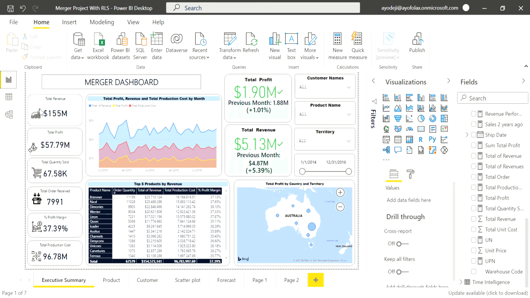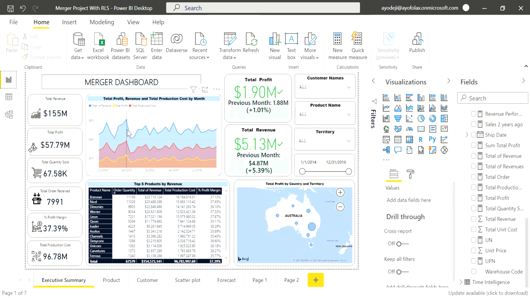One of the key performance indicators here is the total revenue. The total revenue across this period between 2014 and 2016 is about 155 million, and down here are all other key performance indicators across this period. Now here is also a look. This area chart gives an indication of the revenue compared with the production cost compared with the profit.